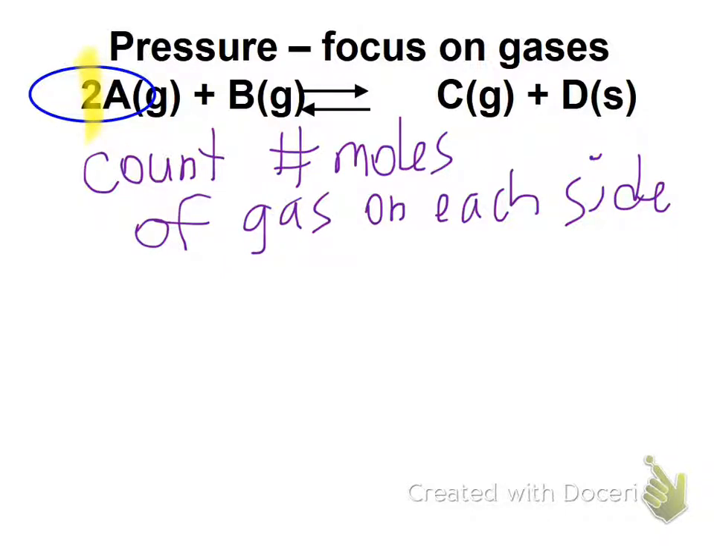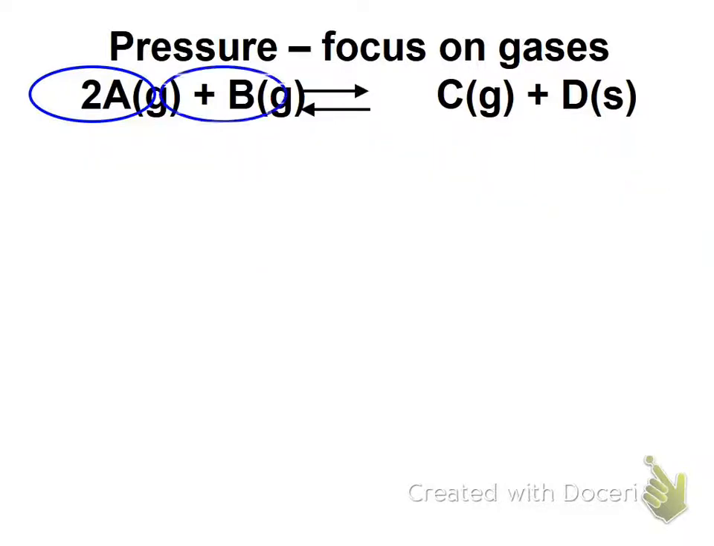And so you can see that there's 2 here. This implies that there are 2 moles of gas A, whatever gas A is. Okay, you guys see that too? Now, are there any other gases on the left side of this double arrow? Yes. There is one more located right there. If I were to add all of the gases on the left side, it would be 2 plus 1 for a total of 3.